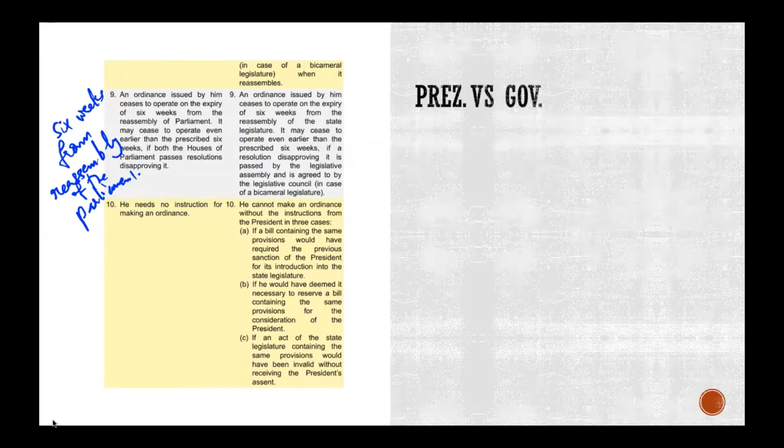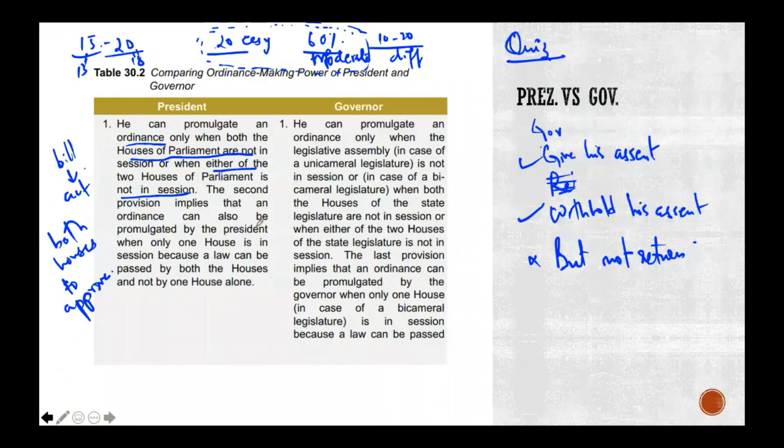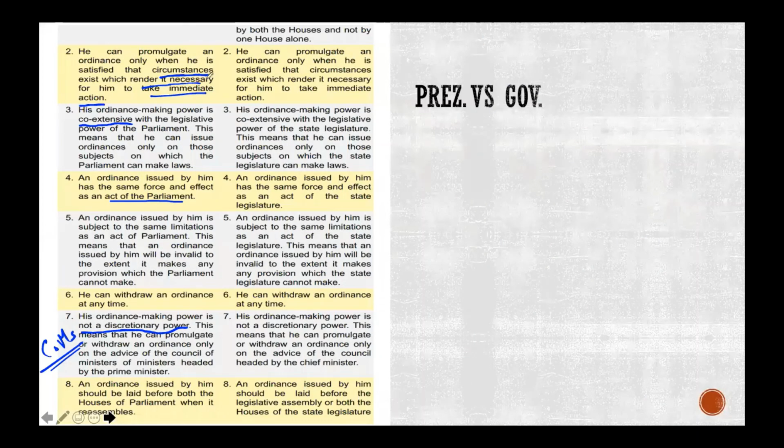Okay, first thing, let's come back from the beginning. Only when both the houses are not open and functioning. And technically there should be some sort of necessity for an immediate action, that it cannot wait for the houses to open up. And a lot of these points are about the fact that it is coextensive, and it is not a discretionary power, it is the Council of Ministers based on their advice.